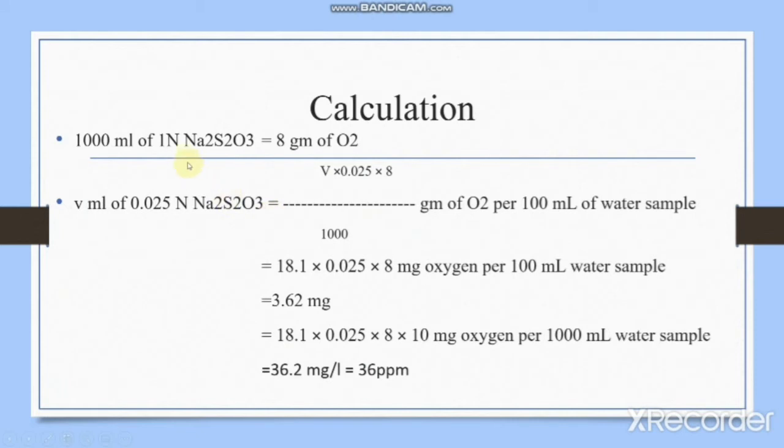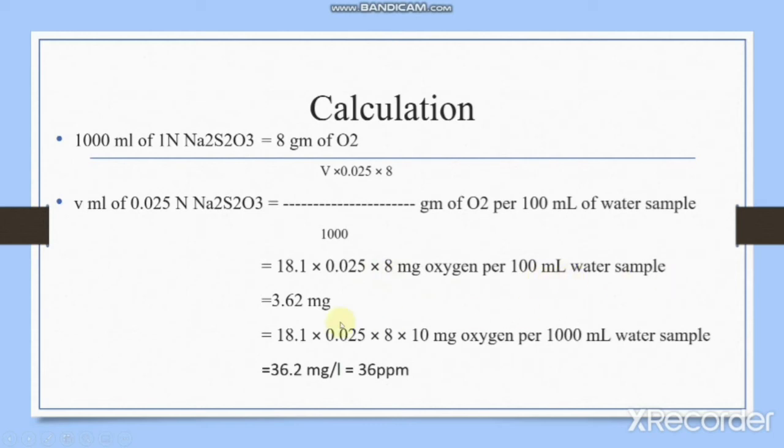1000 ml of 1 normal sodium thiosulfate is equal to 8 gram of oxygen. Therefore, V ml of 0.025 normal sodium thiosulfate is equal to V into 0.025 into 8 upon 1000 gram of oxygen per 100 ml of water sample. We are taking 100 ml of water sample for titration. That is 18.1 is our reading. Therefore, 18.1 ml of 0.025 normal sodium thiosulfate is equal to 18.1 into 0.025 into 8 milligram oxygen per 100 ml of water sample.